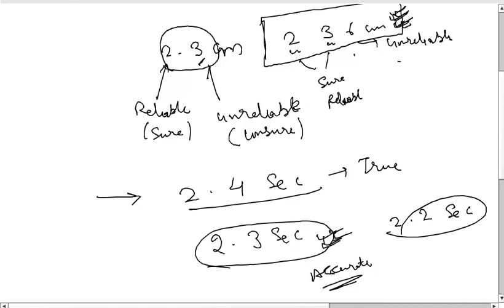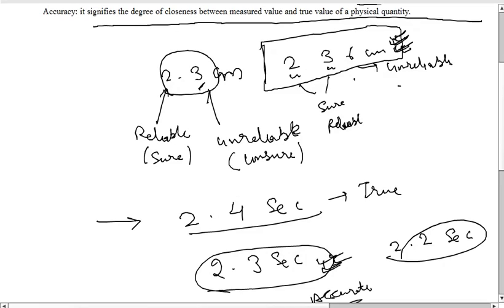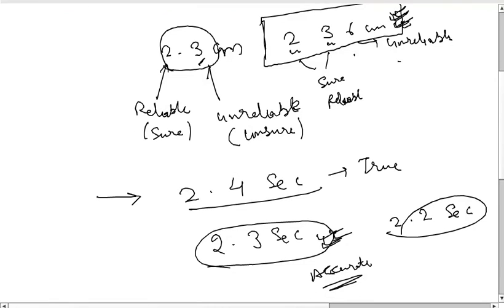So accuracy is the degree of closeness, that is, how close the measured value is to the true value. The closer it is, the more accurate it is.